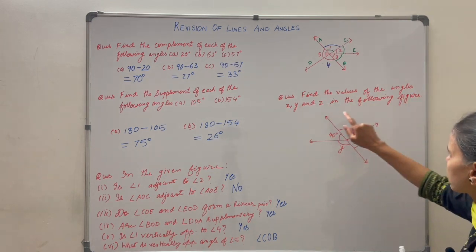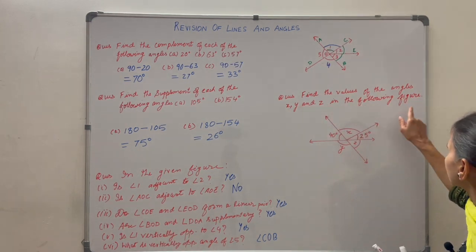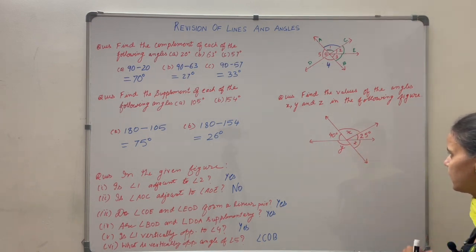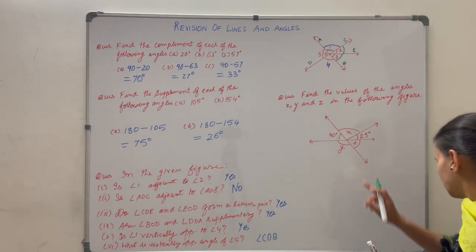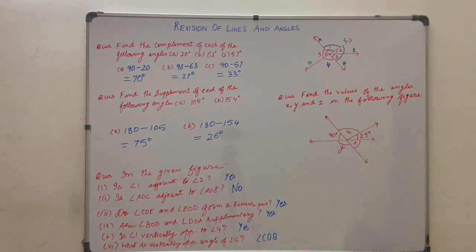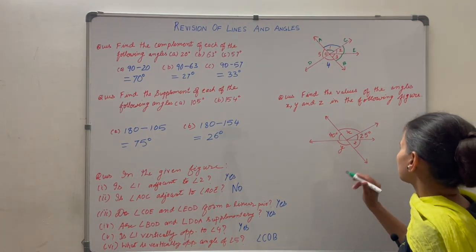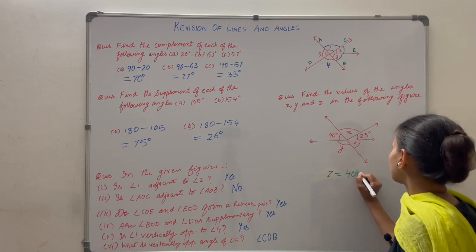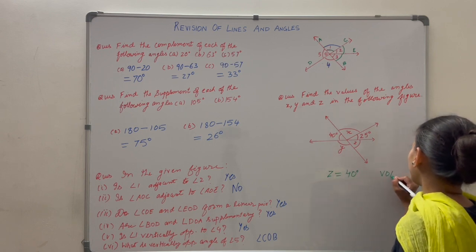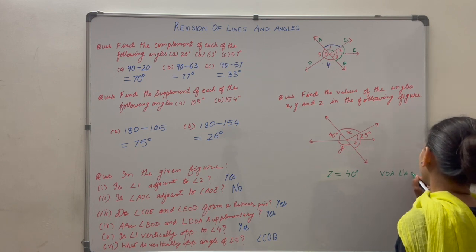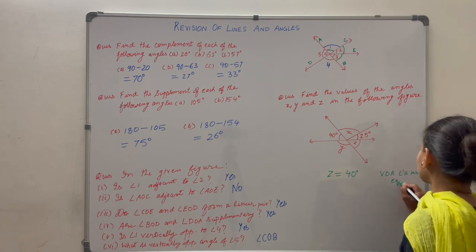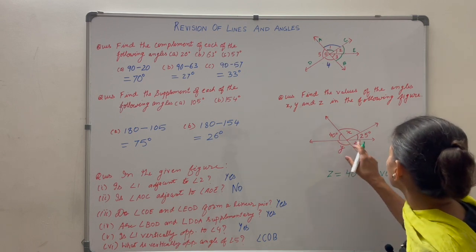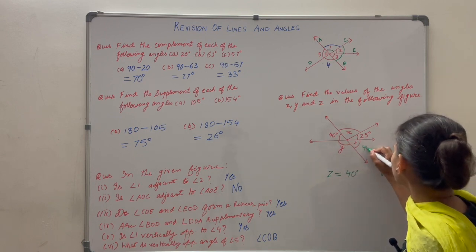Find the values of the angles x, y and z in the following figure. You need to find the value of x, y and z. You can see z is vertically opposite to 40. Vertically opposite angles are equal. So z is equal to 40 degrees, because vertically opposite angles are equal. And now you got this as 40 degrees.